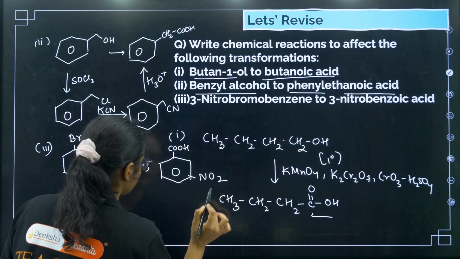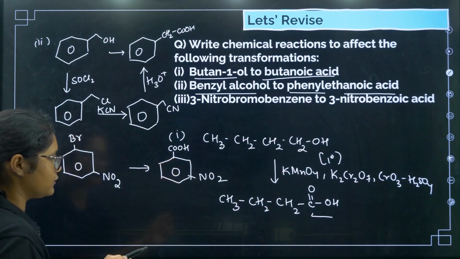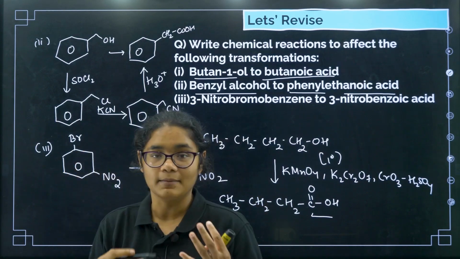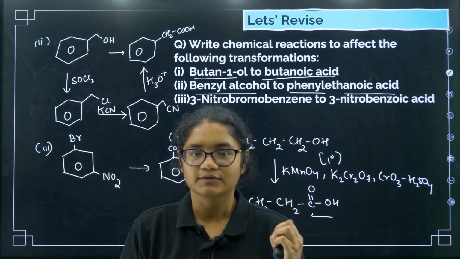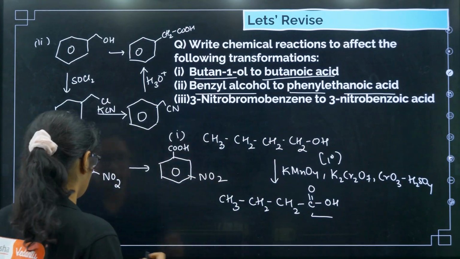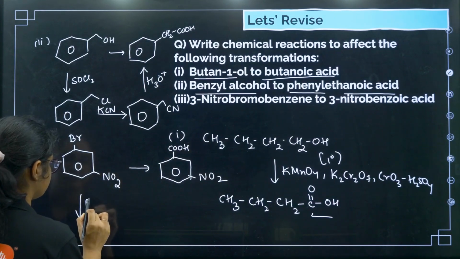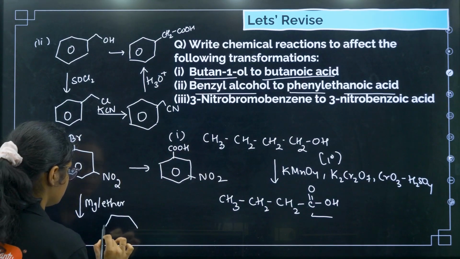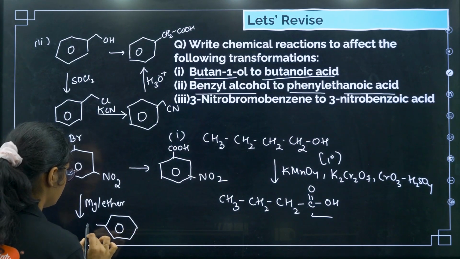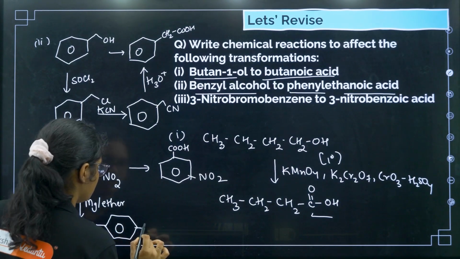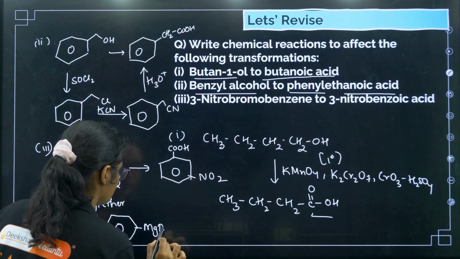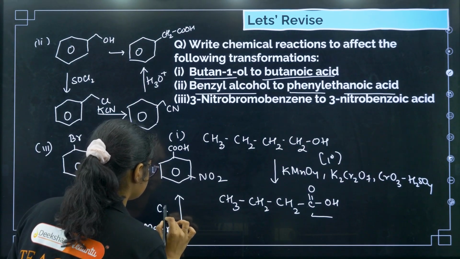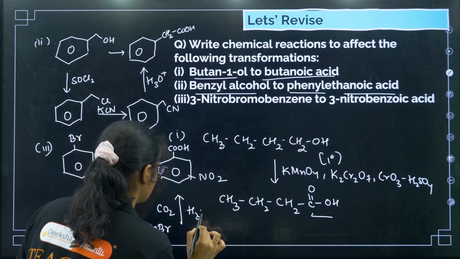Okay. So definitely you can see here this bromine is converted to COOH, but there is no reaction where this bromine can directly break from the benzene ring. So here we can use one thing, that is your Grignard reagent. You can first treat it with Mg in ether, and this will give you the NO2 group with MgBr. Now once you treat this with CO2 and H3O plus.